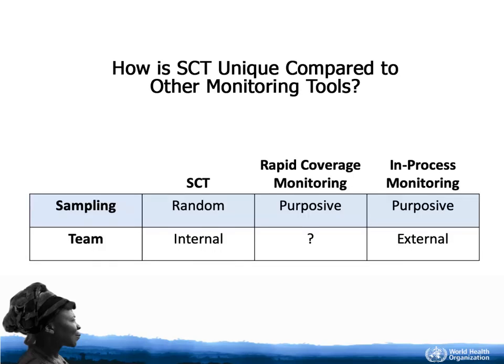In comparing the SCT to other monitoring tools such as rapid coverage monitoring and in-process monitoring, the biggest differences are that the SCT uses a random sampling method and can be conducted internally by members of the NTD team as opposed to external purposive sampling. These roles of the SCT team members will be discussed further in Video 3. Additionally, neither rapid coverage monitoring nor in-process monitoring tools are able to classify coverage in relation to WHO threshold standards.